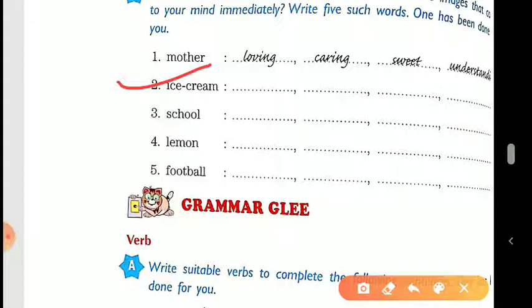So the words which strike to us after hearing the word ice cream are cold, then delicious, then sweet. That's the taste, isn't it? Then happiness. The name itself fills us with happiness. Happiness.